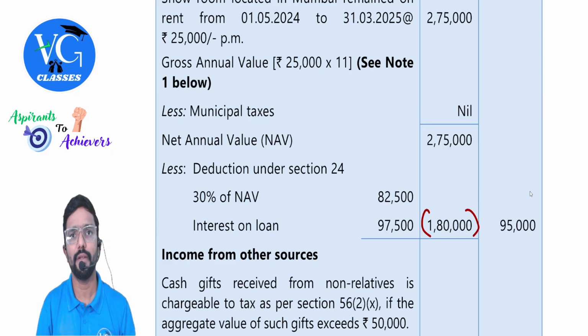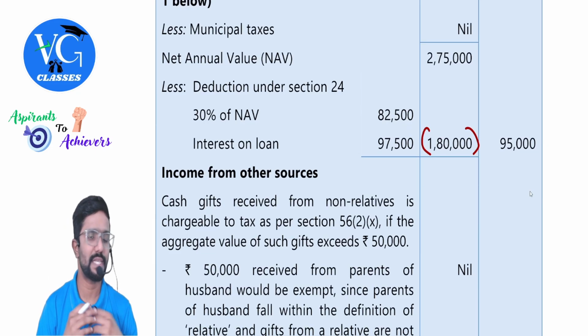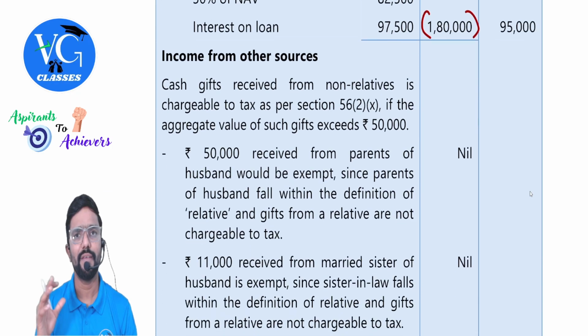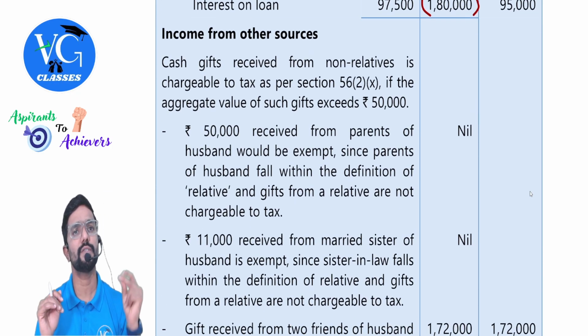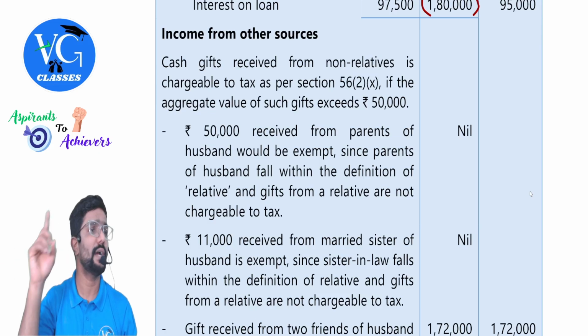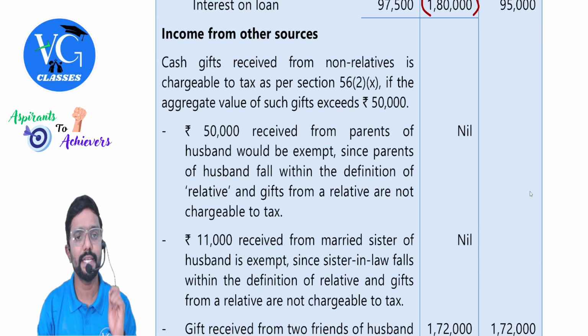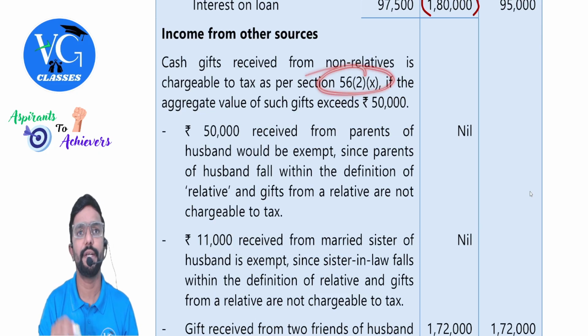Put it in brackets. Whenever you are deducting anything, put it in brackets. So what is the net income from house property? 95,000, which is taxable. Next, they don't have any other income, so straight away, income from other sources. That is for the gifts. Gifts are always taxable under the head income from other sources, but only if not received from an employer, in which case it falls under the head salary. Cash gifts received from non-relatives are chargeable to tax as per section 56(2)(x).